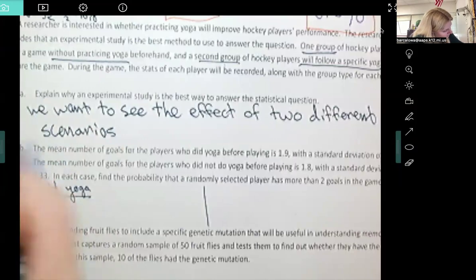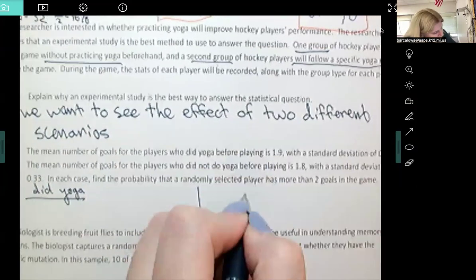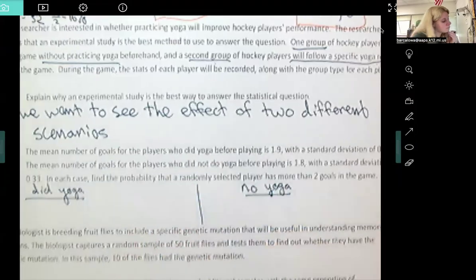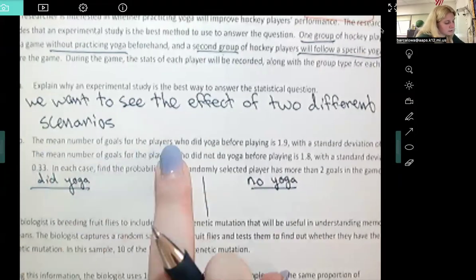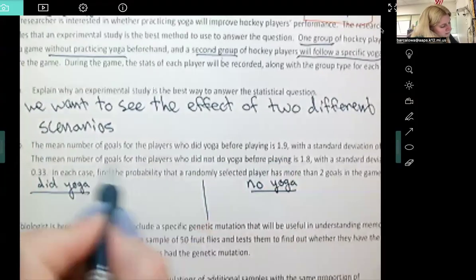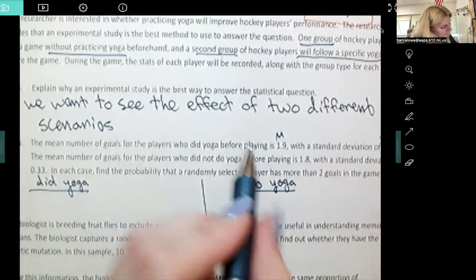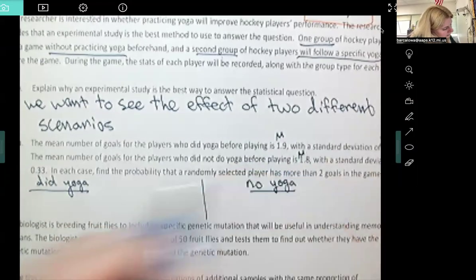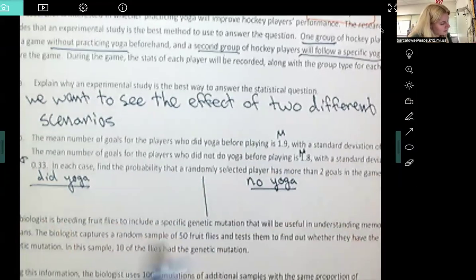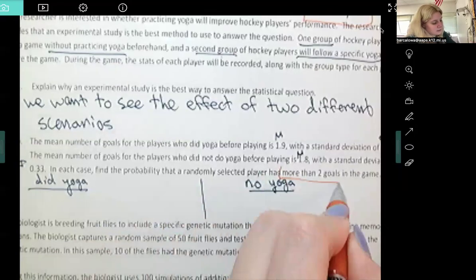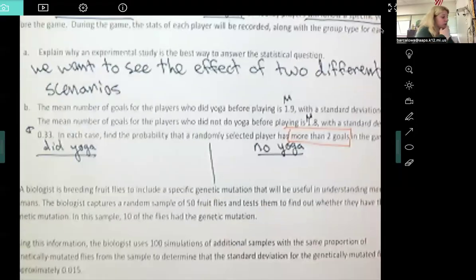I'm just gonna split this up to kind of keep myself organized. Okay, mean number of goals for players who did yoga. Here's the mean. Here's the standard deviation. Ones who did not do yoga, here's the mean, and here's the standard deviation. In each case, find the probability a randomly selected player has more than 2 goals.